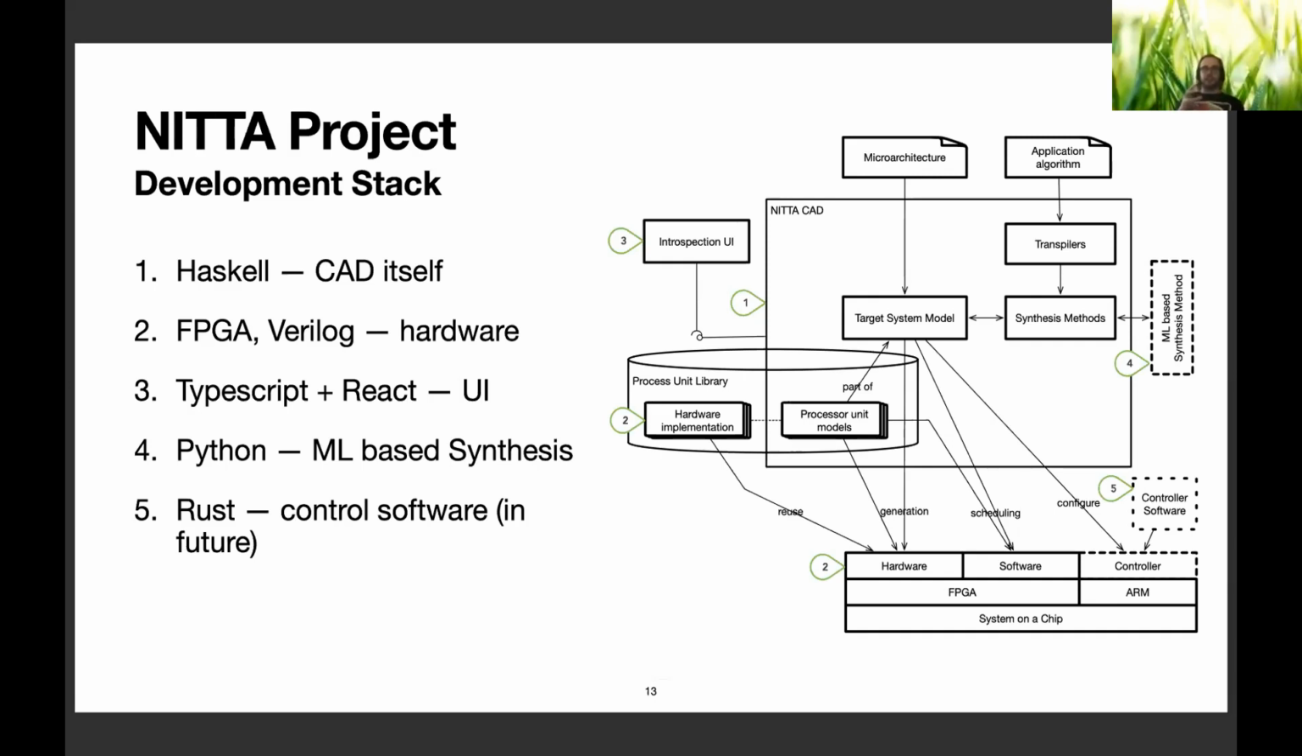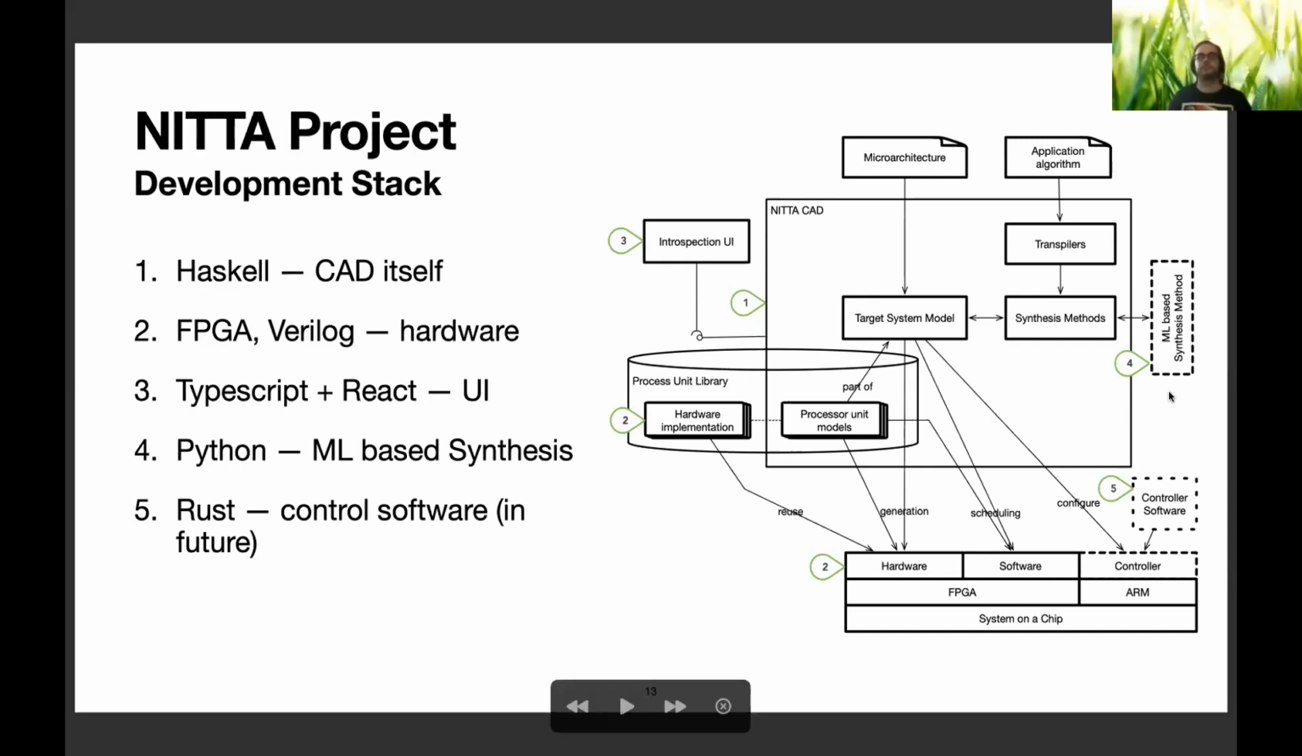And here we have the second technology in the project. It is the TypeScript and React framework, which allows us to develop the user interface as a single web page application.